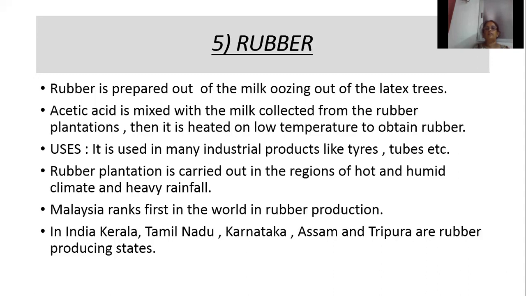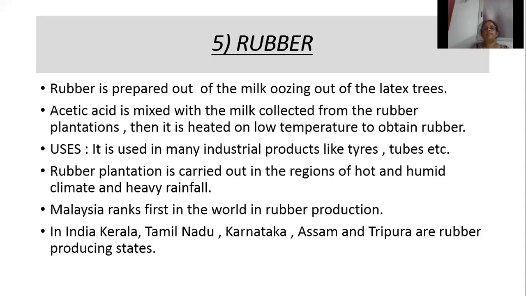Oozing means flowing slowly out of the latex trees. Latex means the white liquid substance produced by the rubber tree. So how is rubber produced out of the milk, the white liquid produced by the rubber tree, flowing slowly out?